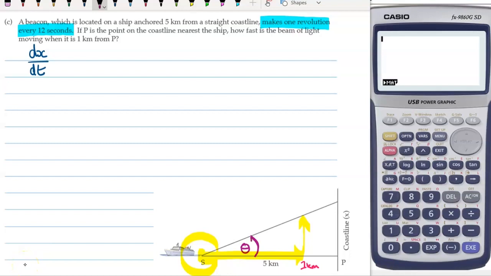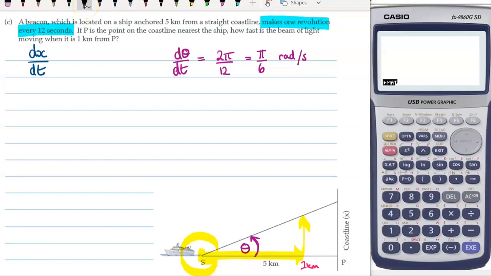So thinking about this angle theta and how much that's changing, d theta by dt is moving at a rate of being able to do a full circle every 12 seconds. So a full circle is 2 pi. Divide it by 12 and you've got how fast it's going. So it's going at pi by 6 radians per second.